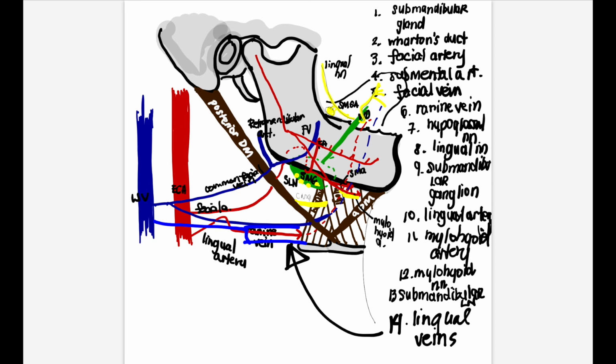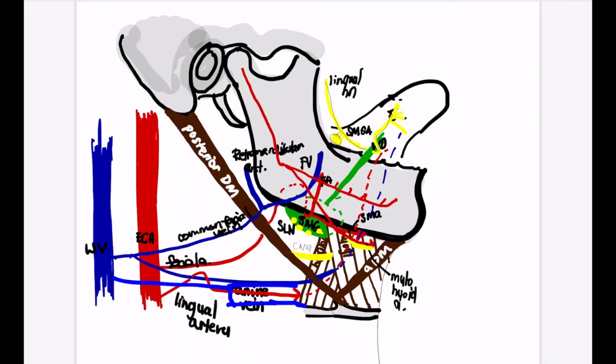In summary, the borders are the following. The superior border is formed by the lower or the inferior border of the mandible and the line that connects the angle of the mandible to the mastoid process. And the posterior border is the posterior digastric muscle. The anterior border is the anterior digastric muscle. The floor is formed by the mylohyoid muscle and the hyoglossus. And its roof is formed by the deep cervical fascia.